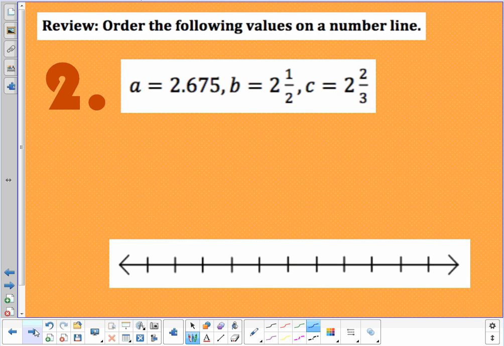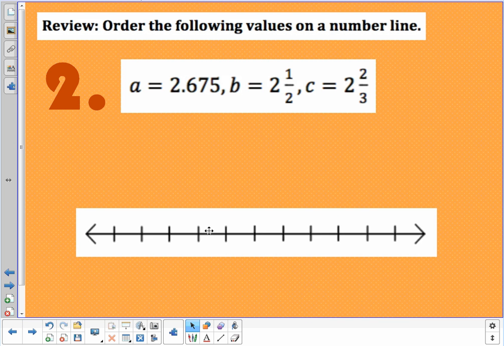Take a look at number 2. I have 2.675, 2.5, and 2 2/3. So now all of my numbers are really close to between 2 and 3. So that's how I'm going to number my number line here. Oh, first let's make sure we know these decimals. 2.5 we know is the same thing as 2.5. 2 2/3 is the same thing as 2.6 repeating.